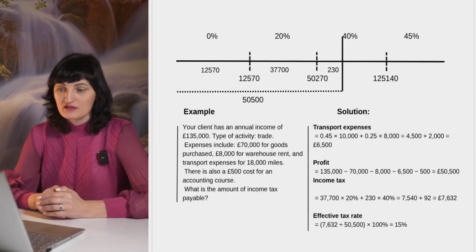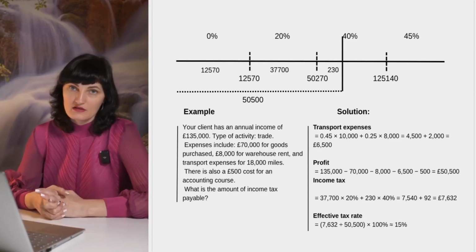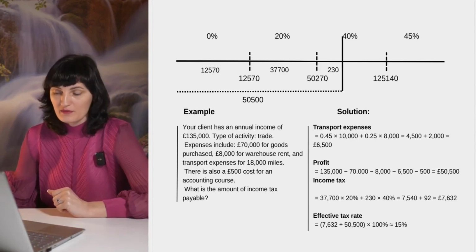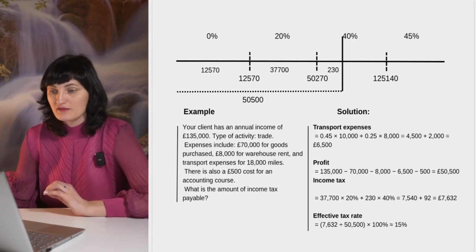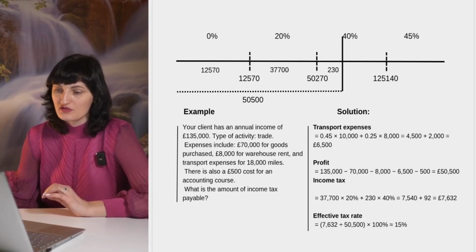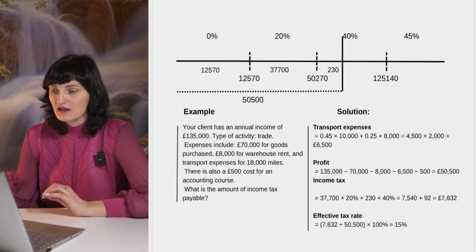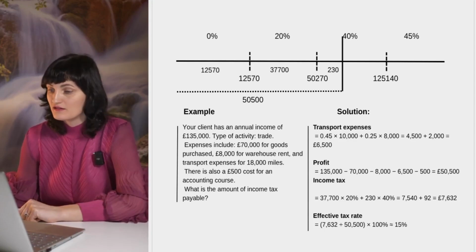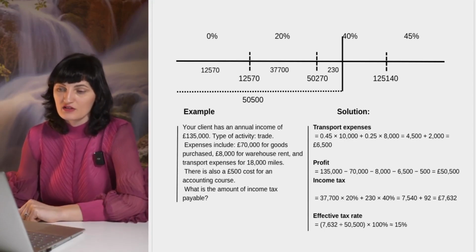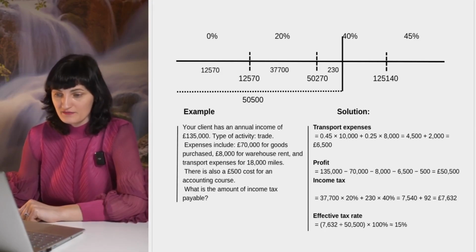Let's go through another example together of how we calculate profit from activities and the taxes on that profit. Again, I've made a list for you, a sort of chart. Let's read through the example. You have an annual income of £135,000. Type of activity, trade. Expenses for purchasing goods amount to £70,000. Warehouse rent expenses are £8,000. Transport expenses are 10,000 miles. And the cost of an accounting course is £500. What amount of profit tax will be paid?